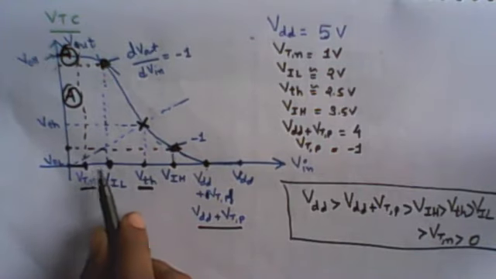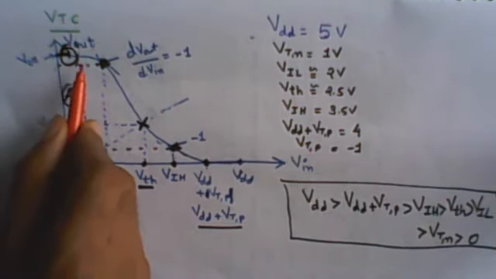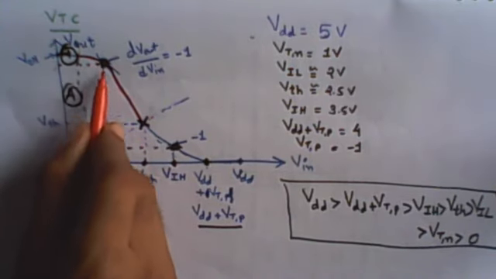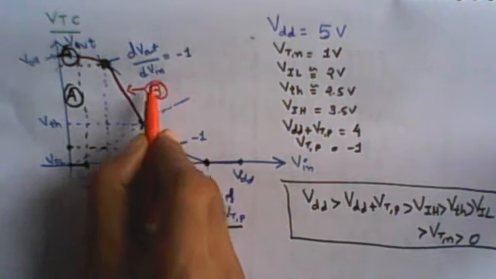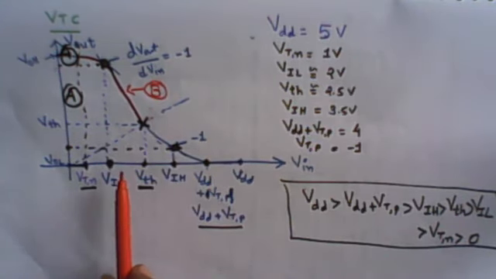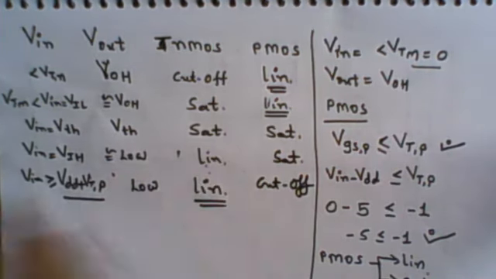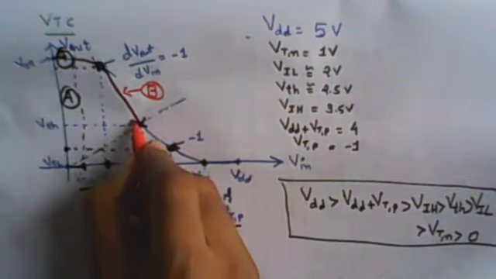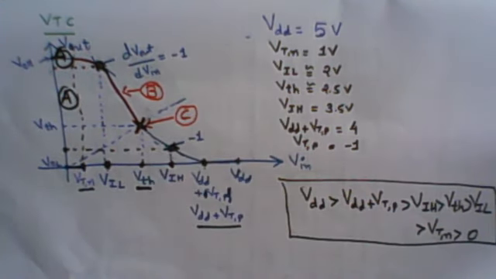Now when the input is greater than VT of n and less than the threshold VTH, let me call this range B. In this range, the nMOSFET operates in a saturation region and the pMOSFET operates in a linear region. Now when input and output are equal, at that point, let me call this point C, both the MOSFETs are operating in saturation.